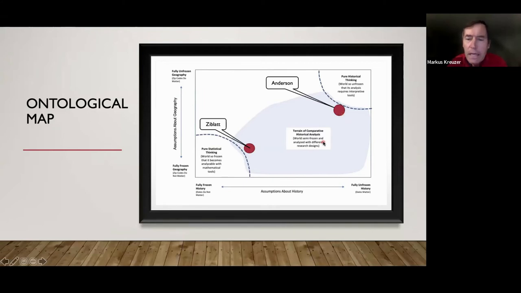So I hope this gives you a little bit of an idea of the elements of historical thinking, and how the unfreezing of geography and history are the key characteristics that historians and comparative historical analysts use to have a more exploratory approach to social inquiry.